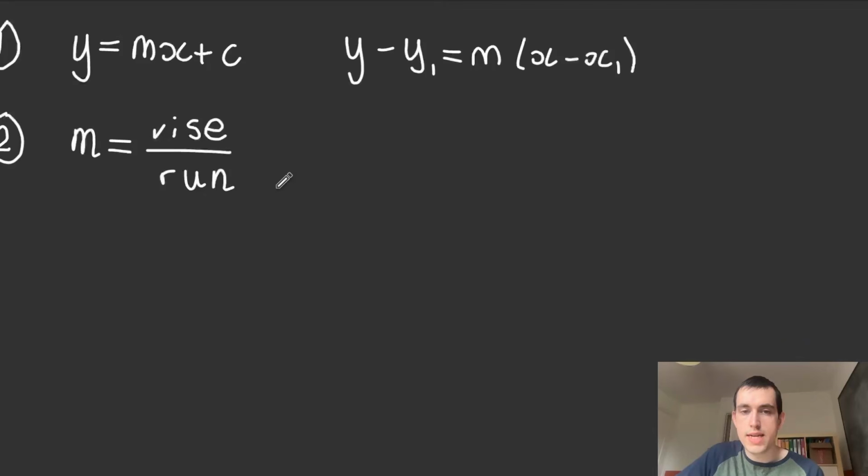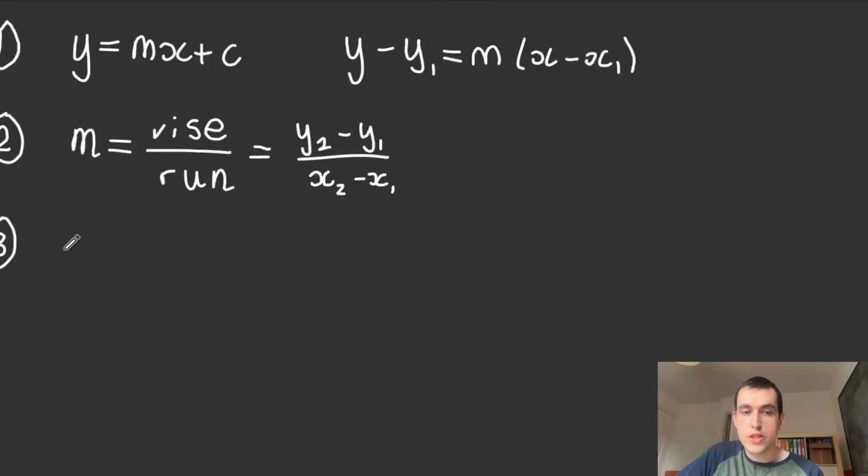Rise over run is the GCSE classic wordy formula. And the more grown-up algebraic formula is (y2 - y1) over (x2 - x1). So the difference between the y coordinates divided by the difference between the x coordinates. It doesn't matter which coordinate is first, just make sure that you do the same first coordinate subtract the same second coordinate. Otherwise things might go wrong.